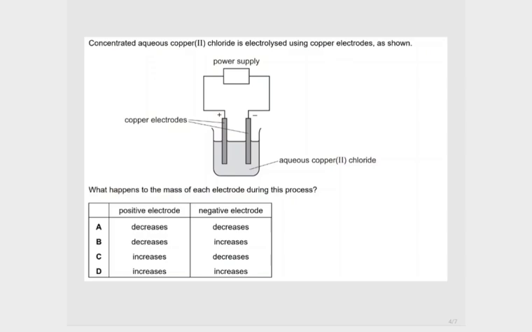Concentrated aqueous copper-2 chloride is electrolyzed using copper electrodes. So oxidation happens here and reduction happens here. What happens to the positive electrode? Oxidation. So what will happen to the mass of the copper electrode? So copper will get oxidized and form copper-2 plus, and this copper-2 plus will go to the solution. So the mass of the copper electrode, the positive electrode, will decrease.